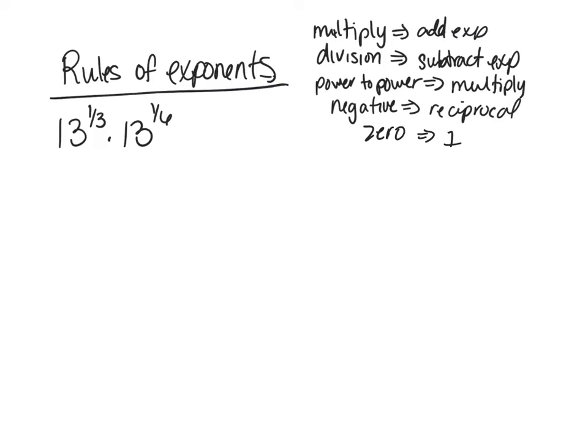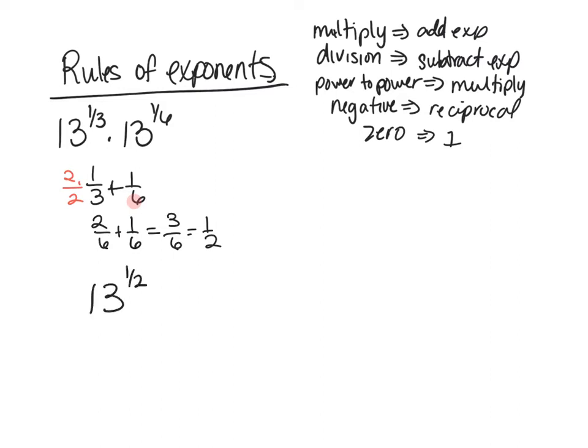The exponent rule says I just need to add my exponents, which means I have to add 1/3 plus 1/6. And I can't just add the top and add the bottom. I have to make them the same denominator, right? So how am I going to do that? What denominator is the least common denominator for 3 and 6? 6. 2 is the factor they have in common, but 6 will be the least common multiple. And to get that, what am I going to multiply 1/3 by? 2 over 2, so that my denominator will now be 6. So I have 2/6 plus 1/6, which is 3/6, which reduces to 1/2. Is my final answer 1/2? No, my final answer is 13 to the 1/2 power.